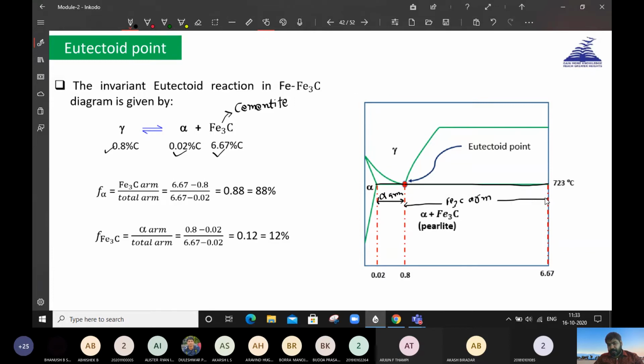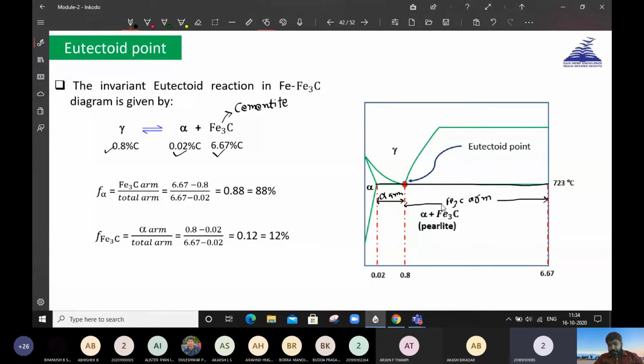Now similarly, we are going to find out the fraction of alpha. The fraction of alpha will be given by the Fe3C arm divided by the total arm, and this is our Fe3C arm. So this distance will be equal to how much? Rohit, tell me. From this point to this point, this distance is equal to?